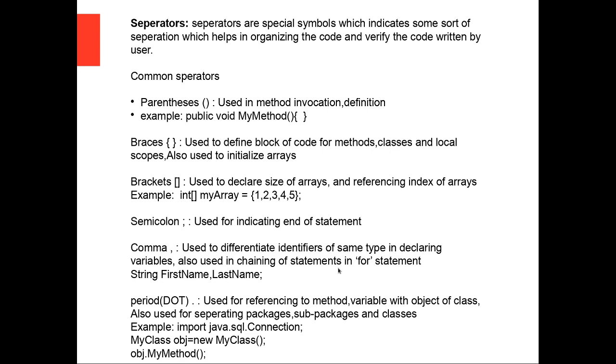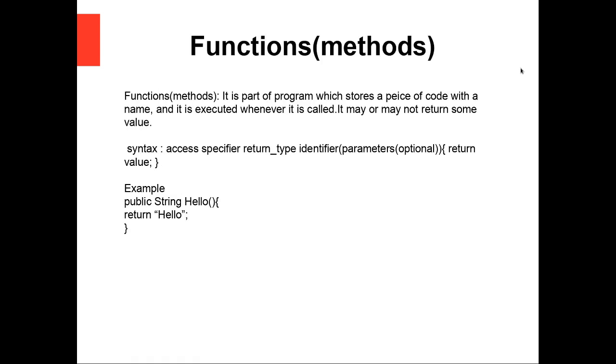Moving on to last our separator, dot, used for referencing methods, variables, and object of a class. Mostly you will be using this for accessing methods of class and using it in import statement. Moving on to our functions. Functions. Functions are a special part of program which stores some piece of code in it and it is executed whenever it is called. So let's take a look at the syntax here.